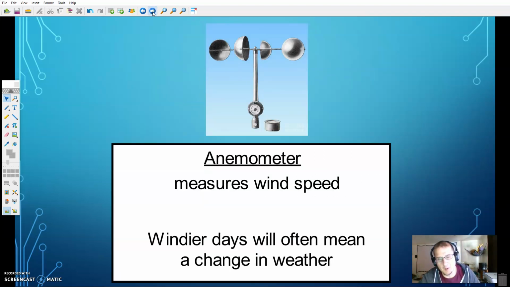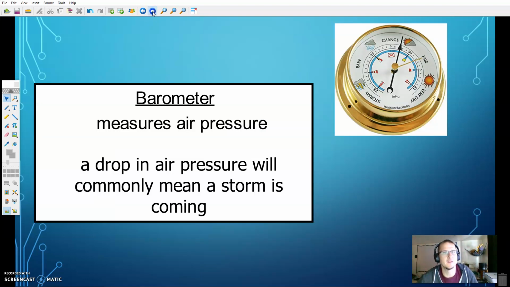This is the anemometer, which measures wind speed. The exact speed isn't so important for predicting the weather as it is to know that windier days will often mean a change in the weather. Because you can imagine that whatever the weather is, as the wind's blowing that in, it's just going to blow out whatever's there and bring in something different. So a windier day will often be blowing in a different type of weather than you are currently experiencing.